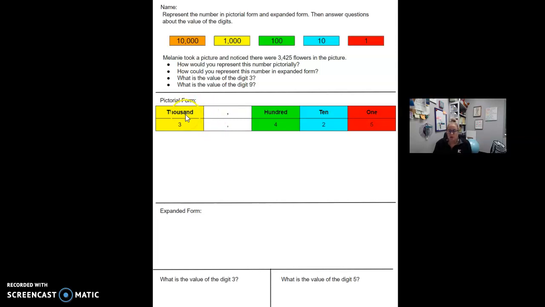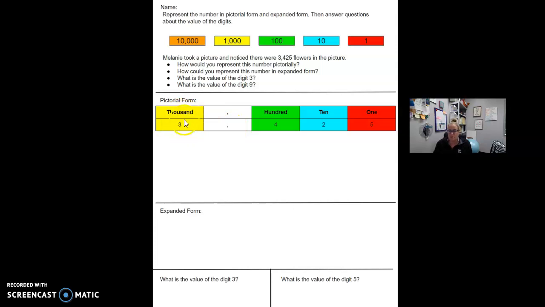So you're going to have the number 3,425. I have my thousands place, my hundreds place, my tens place, and my ones place. Remember, I have my comma that separates all of my hundreds from my thousands. So I have 3,425, and I've color-coded it to help us. So I want to make a picture that represents this.